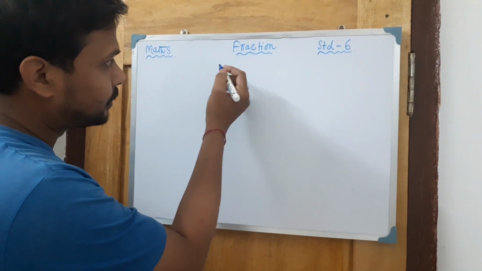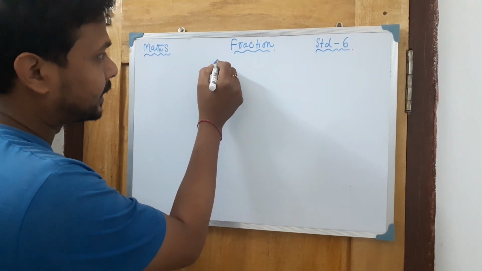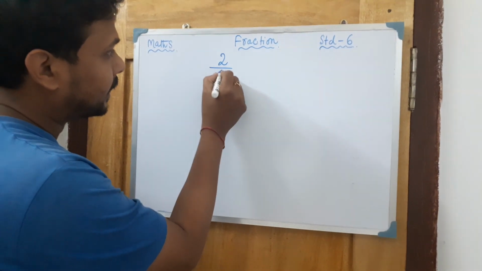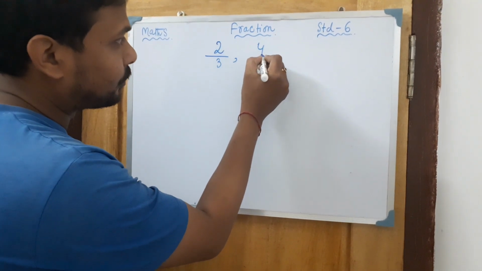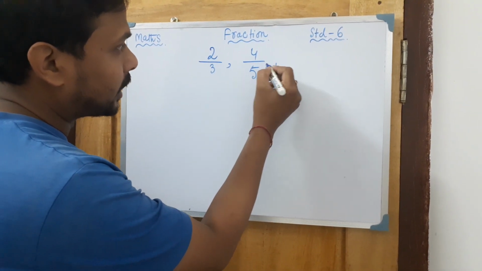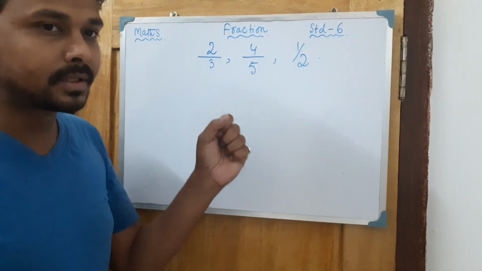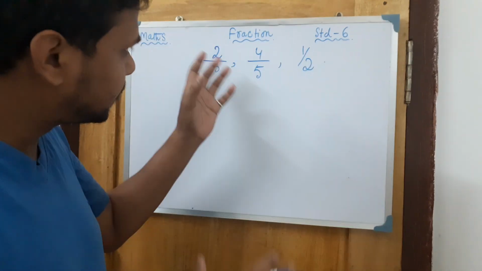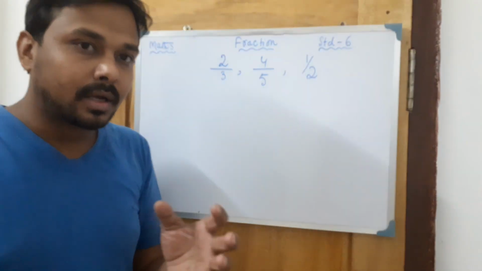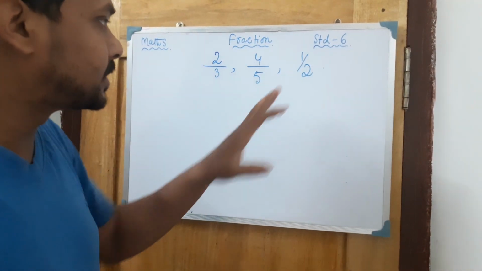Look, suppose you talk about a number like 2 by 3. Suppose you talk about 4 by 5. Suppose you talk about 1 by 2. So these all numbers have some concepts, some actual meanings.